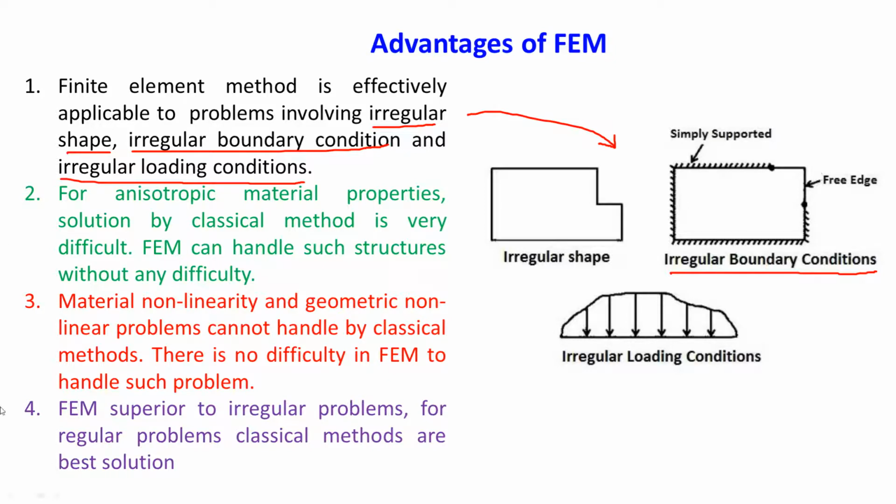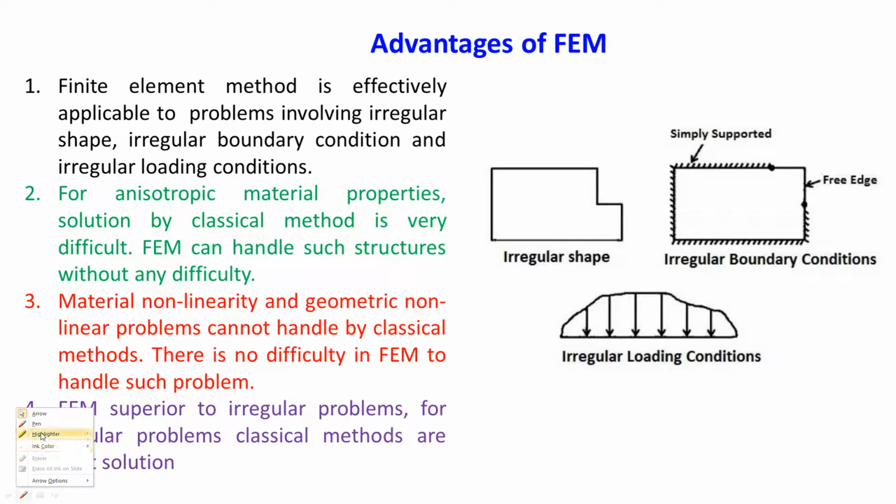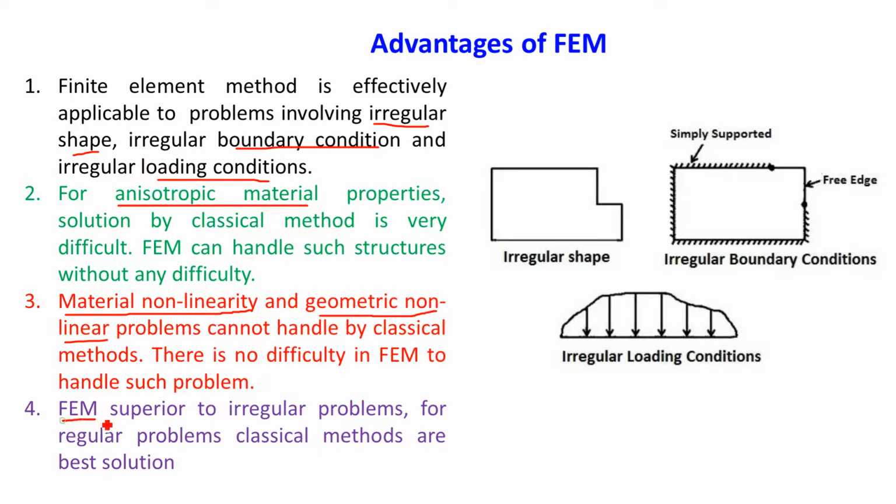So these are the four important advantages of the finite element method. First, it is applicable to structures having irregular shape, irregular boundary conditions and irregular loading condition. FEM easily handles problems of anisotropic material properties. FEM is also applicable to problems having material nonlinearity as well as geometric nonlinearity, right? And FEM is applicable to irregular problems. These are the advantages of FEM supported by this example.